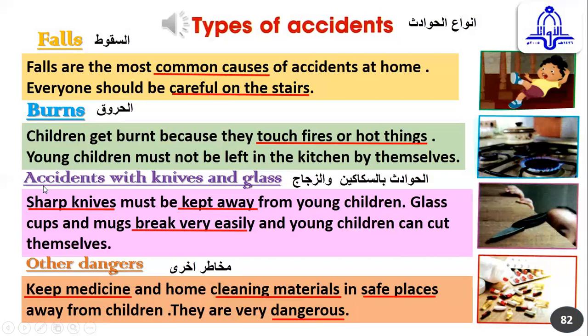The third type of accidents, accidents with knives and glass. Sharp knives must be kept away from young children. Glass, cups, and mugs break very easily, and young children can cut themselves.